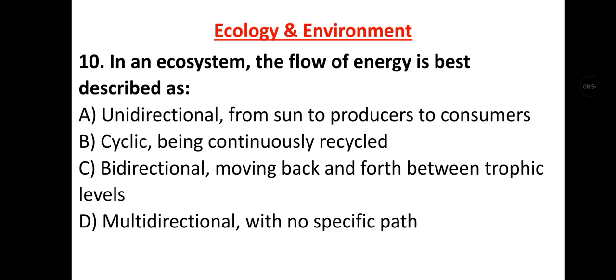That means the energy from the sun reaches the plants, where the plants produce fruits. These fruits are consumed by herbivorous or carnivorous animals and humans. So the flow of energy is unidirectional and not bidirectional. It will not flow in reverse. So from the sun to the plant, from the plant to the animals and humans. So it's unidirectional. Option A is the right answer.